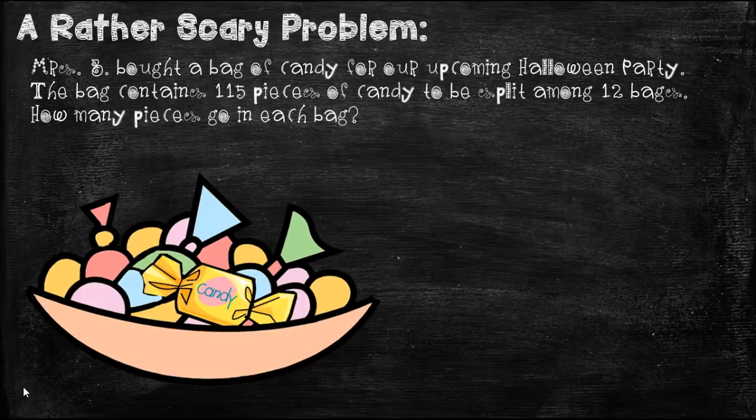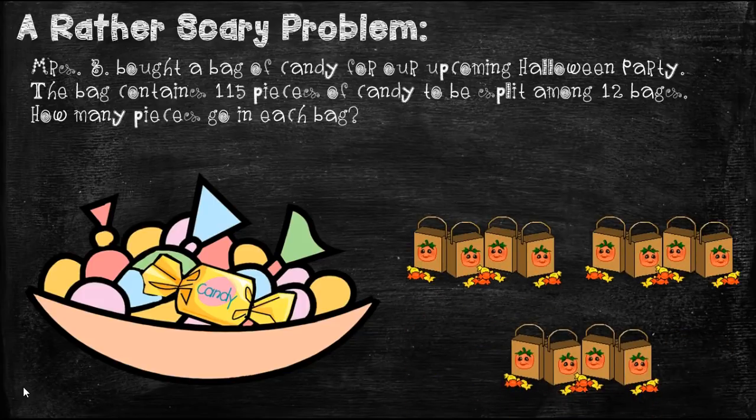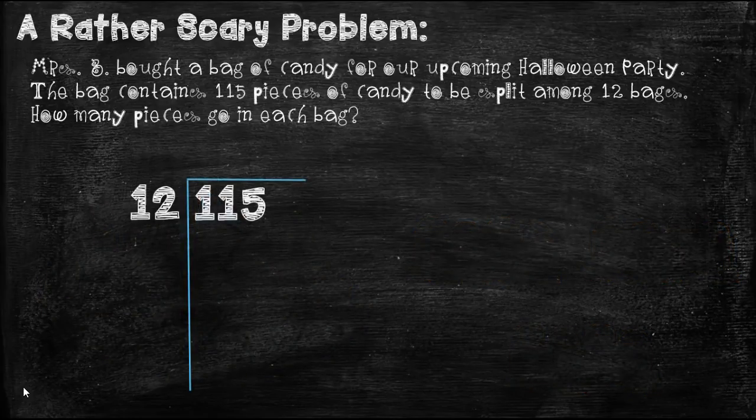Here we have a rather scary problem. Mrs. G bought a bag of candy for our upcoming Halloween party. The bag contains 115 pieces of candy to be split among 12 bags. How many pieces go in each bag? So do we multiply, divide, add, or subtract to solve this problem? You're right, we divide. So we're going to divide 115 by 12.